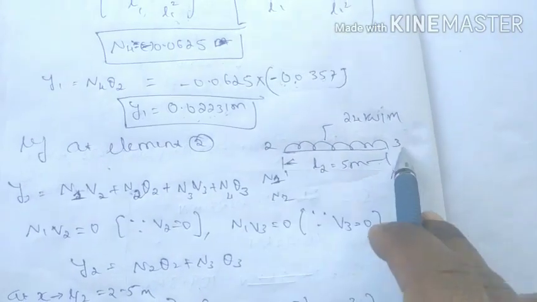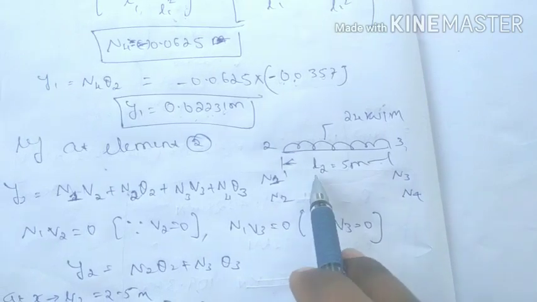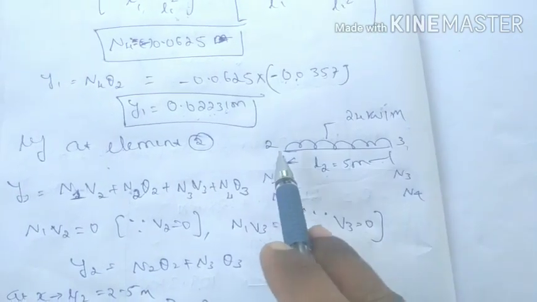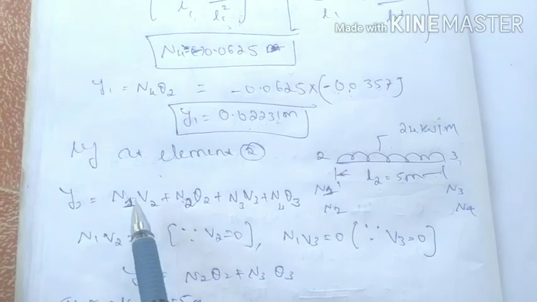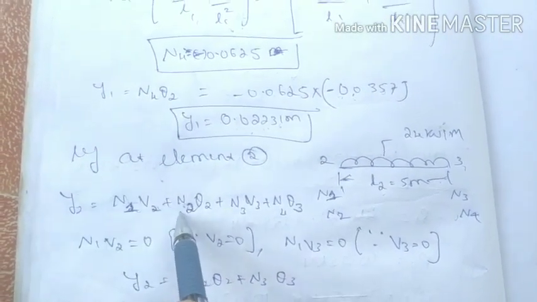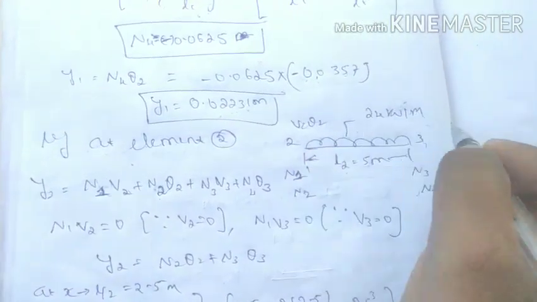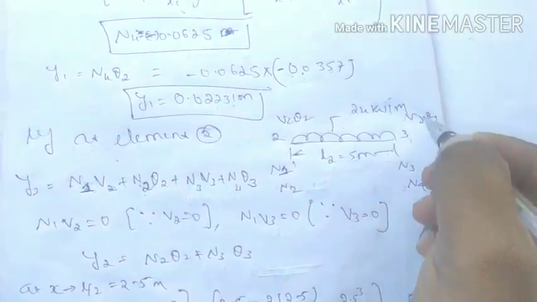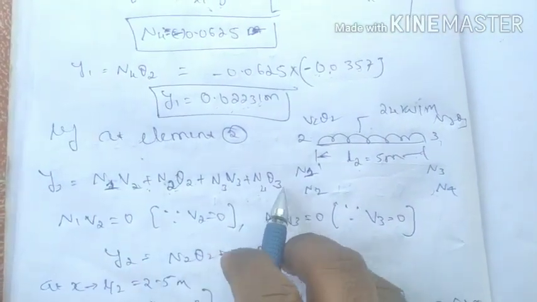Similarly for element 2, we need to consider and write the free body diagram. So here node 2, node 3, and here the W is 24 kilonewton per meter and the length is 5 meter, therefore x becomes 2.5 again. Here N1, N2, N3, N4. Therefore y2 is equal to N1 v2 plus N2 theta 2 plus N3 v3 plus N4 theta 3.